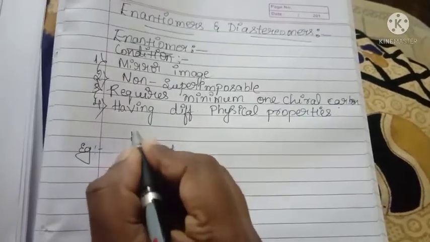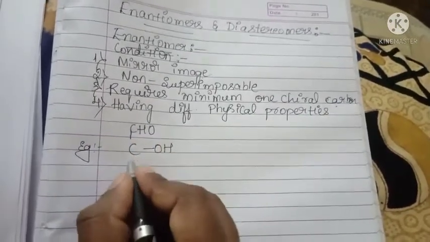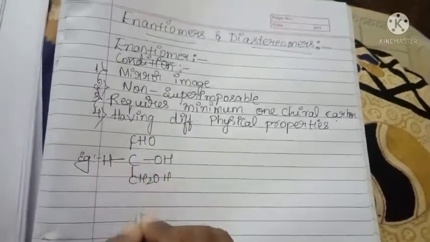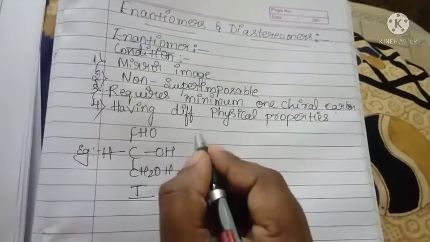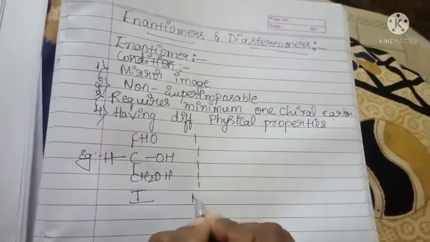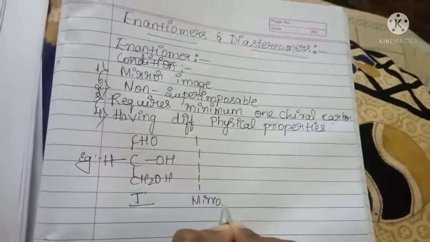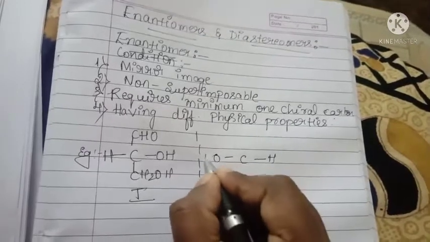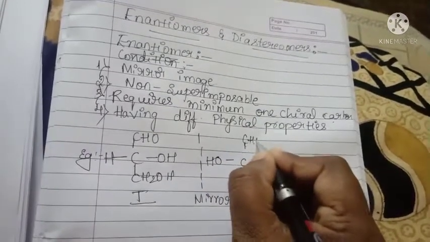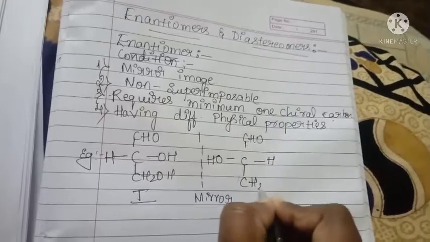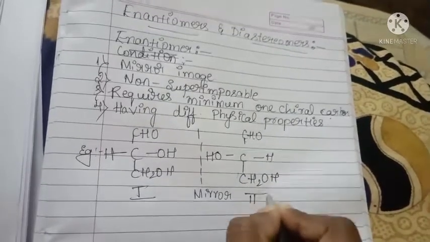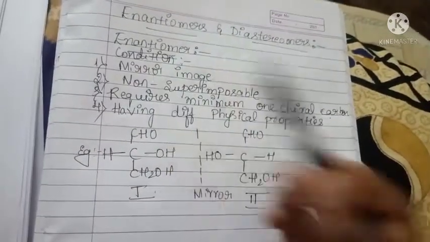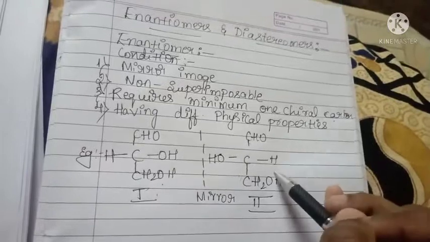You have to see here CHO, CH2OH, H. This is the first molecule. Here there will be the mirror. When we rotate, the OH group comes to the left side, then CHO, then CH2OH. This is the second one. Here you have to see the conditions. First one is mirror image. Yes, they have a mirror image.